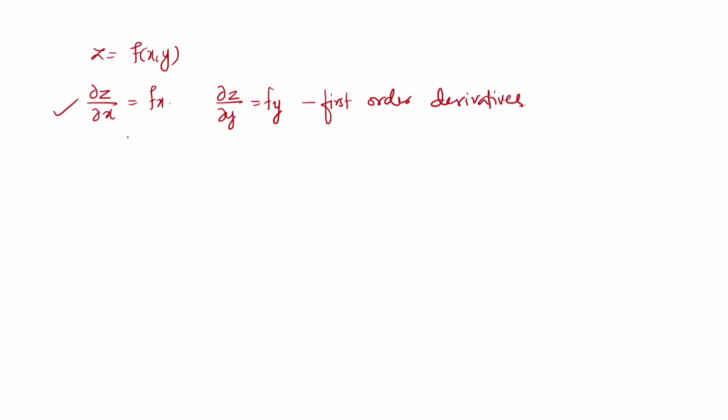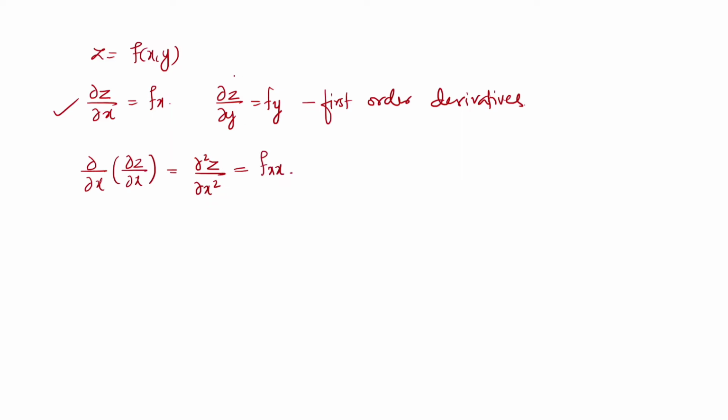Now, while differentiating with respect to x again this function dou z by dou x, we'll get the second derivative. That is dou by dou x of dou z by dou x, which is equal to dou square z by dou x square. We can write this as a symbol, and this is equal to derivative of this fx with respect to x again. Therefore, we can write it as fxx. This is the second order derivative of z with respect to x.